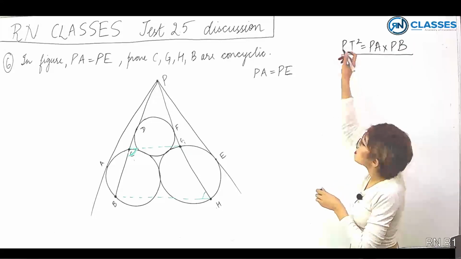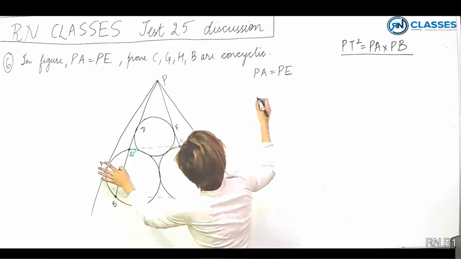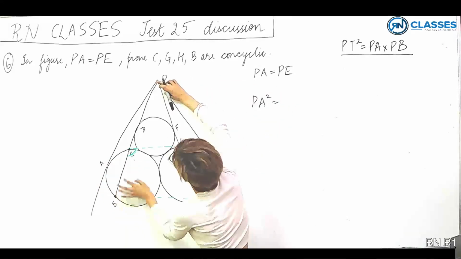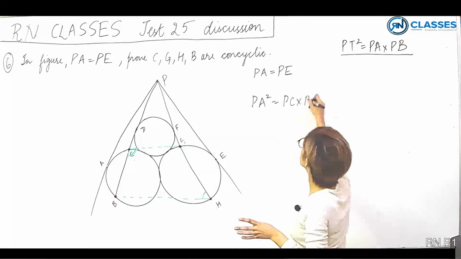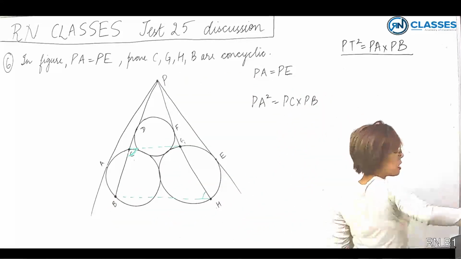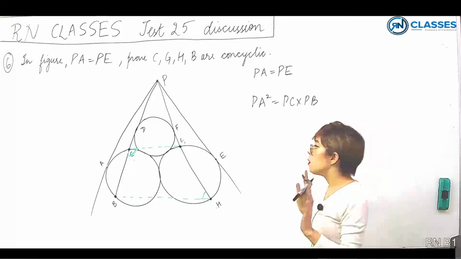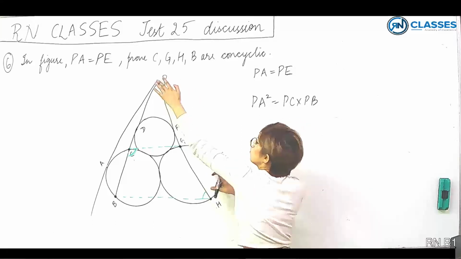I said now let's try to apply here. Now here PA is the tangent, so PA square is equal to PC into PB, because this is the secant. PC into PB, right? So you understand that, right? Okay. If you understand it, try to write the same relationship here.